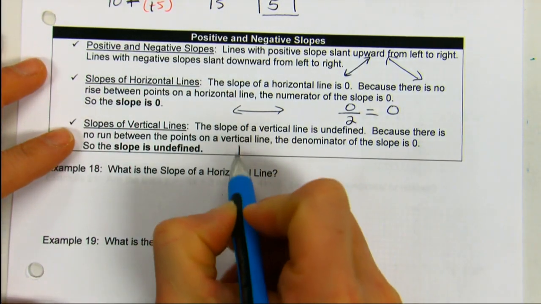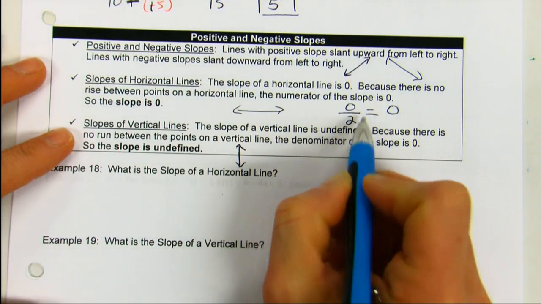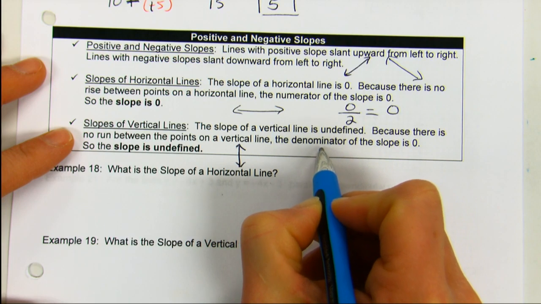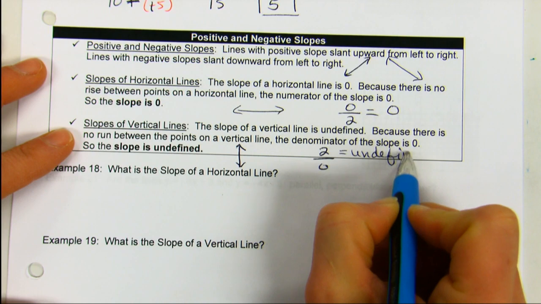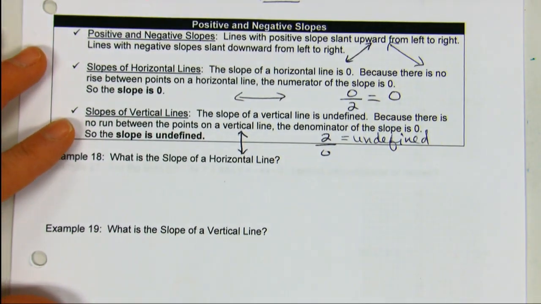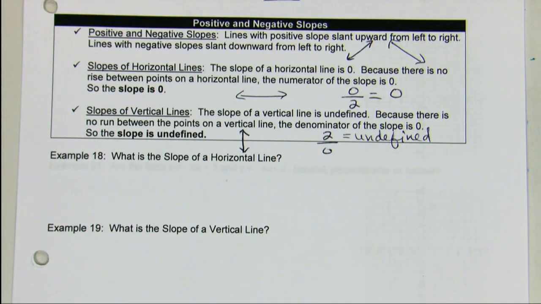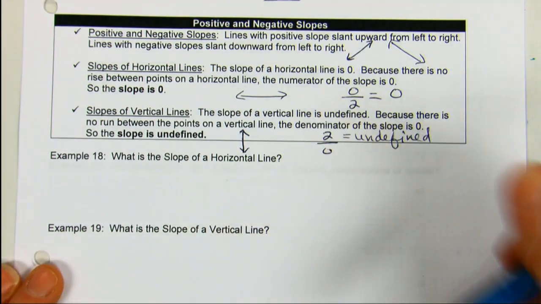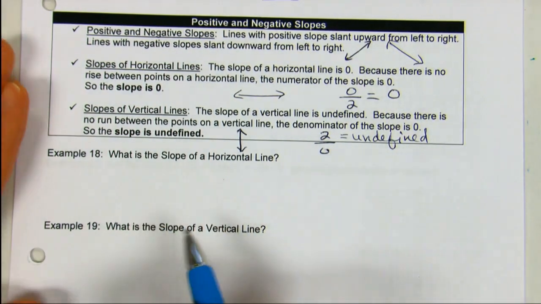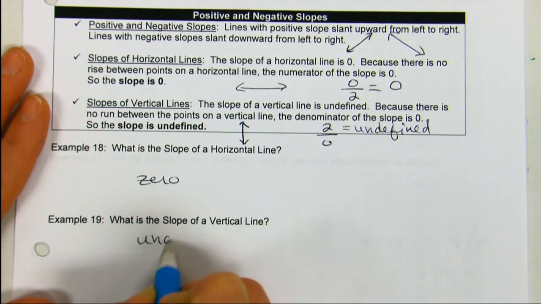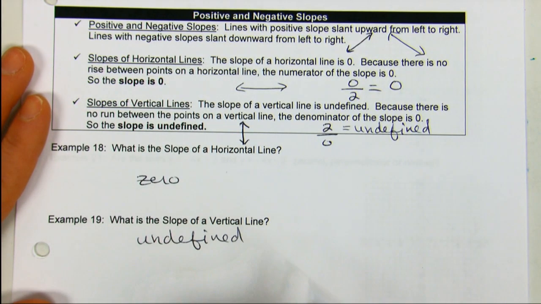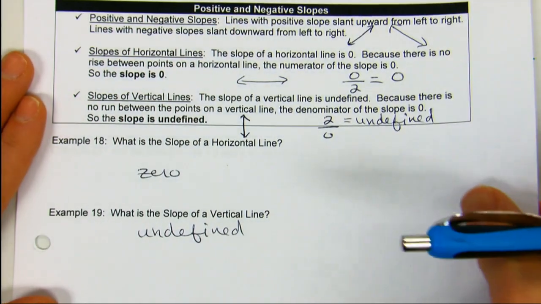But if we talk about a vertical line, again, if you were doing the slope formula and maybe you had 2 over 0, we would call that undefined because you can never have 0 in the denominator. We call the slope of a vertical line undefined because there's no run between the points in the vertical line. You're not going right or left, you're just going up. Okay, so what is the slope of a horizontal line? It's 0. The slope of a vertical line is undefined. We're just writing that down to reiterate it again in the notes.